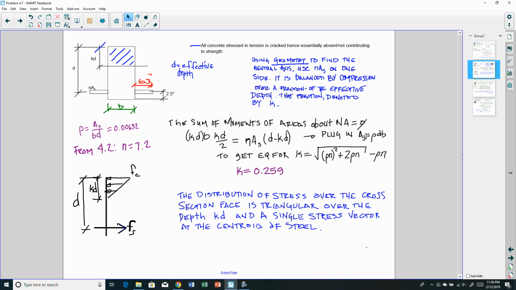You also know your reinforcement ratio is equal to the area of steel in the section over the effective area of the section. This comes out to 0.00632. We plug this into our area of steel for this equation so that our only unknown is k. So we can solve for k. We rearrange all this and get this quadratic equation and solve for k to be 0.259. So this means that our compressive stress is distributed over a section that's about 25% of the effective depth of the section, all of that concrete, and it's distributed in a triangular manner.